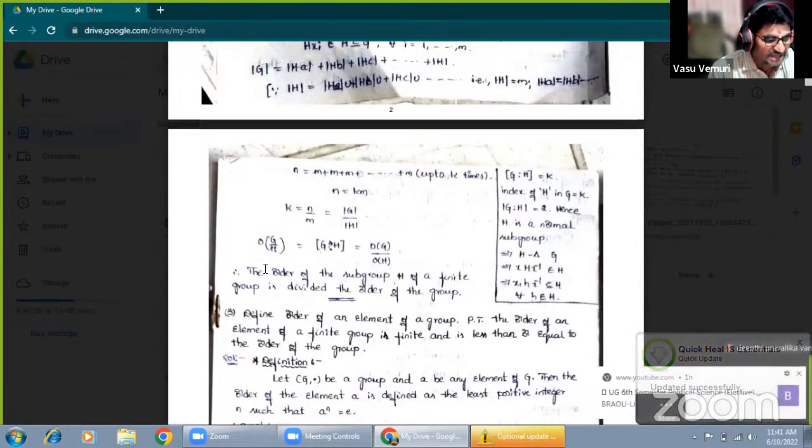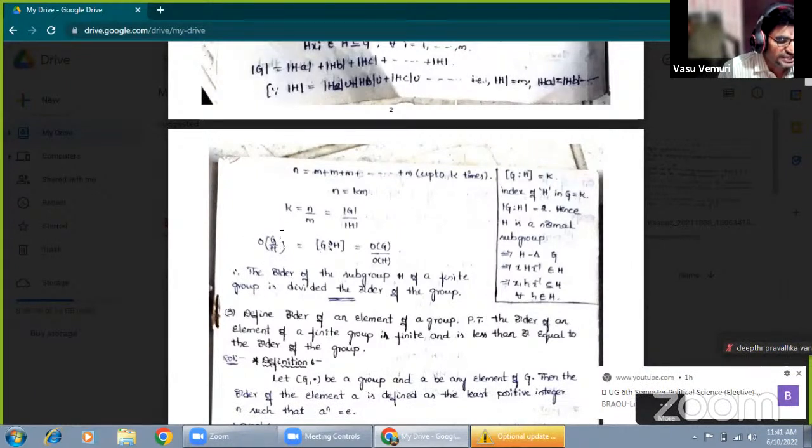This is the index of the subgroup in a group. It can be stated that the index of the subgroup H in G is the order of G divided by the order of H. It is written with square brackets as [G : H]. Whatever H in G is, this is the index of H in G, which means the order of G by the order of H.